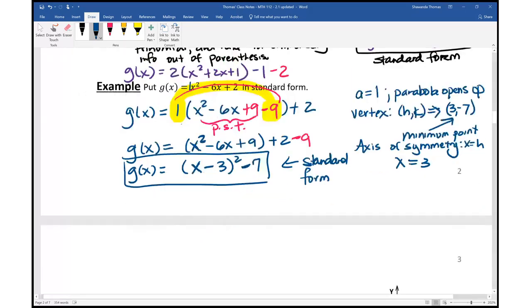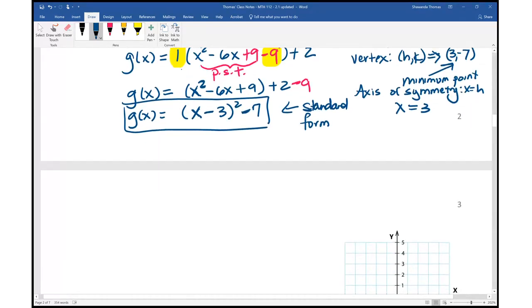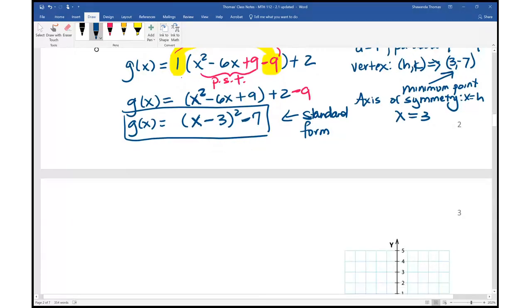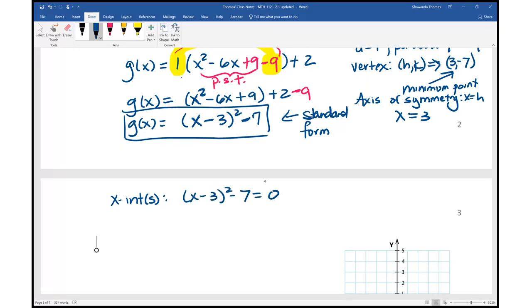And then also we can determine what our x-intercepts are. So for the x-intercepts, I like using the standard form. I'm going to set that to 0. Add 7. So that's x minus 3 squared equals 7. Square root of both sides. X minus 3 equals plus or minus the square root of 7. Add 3.